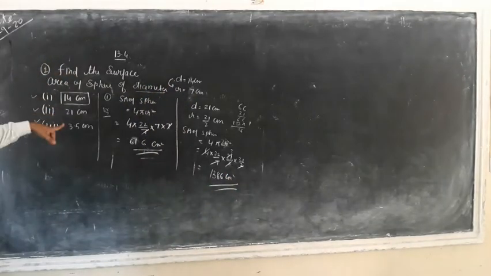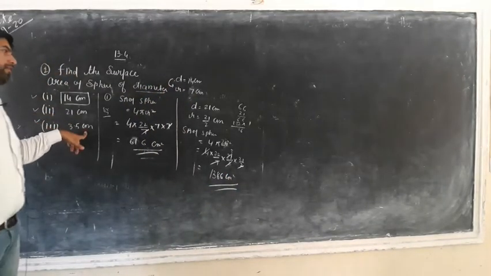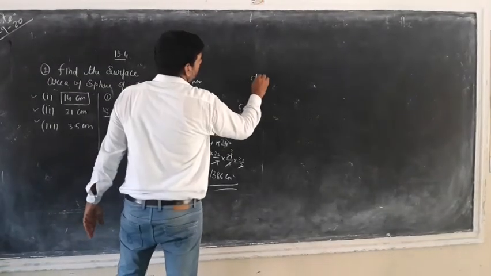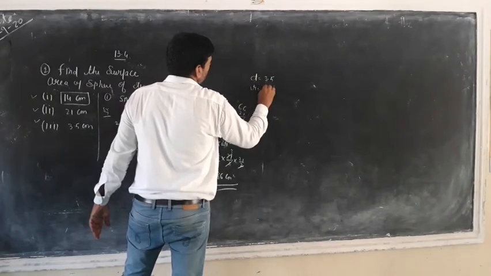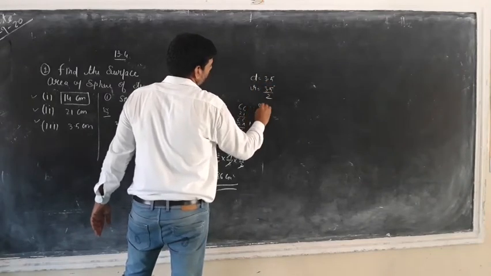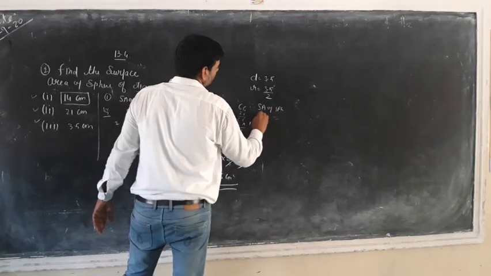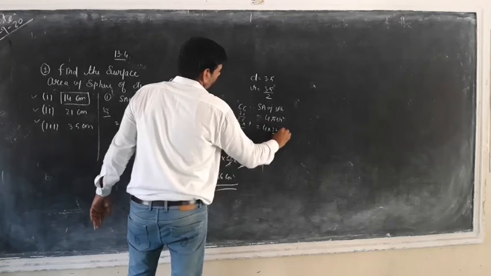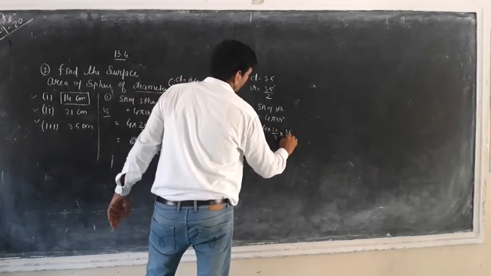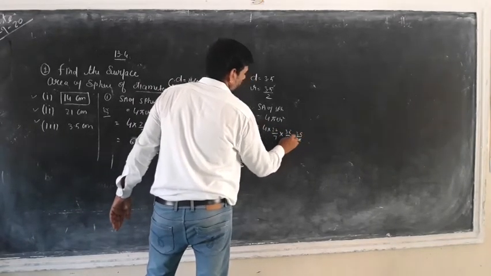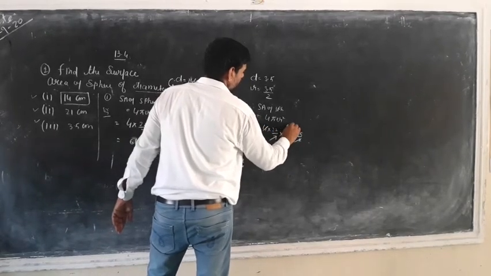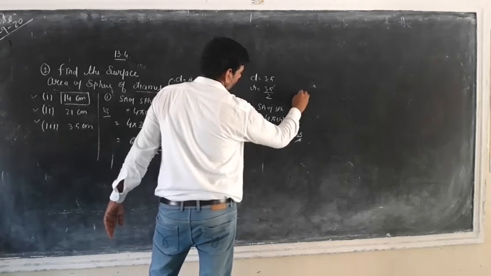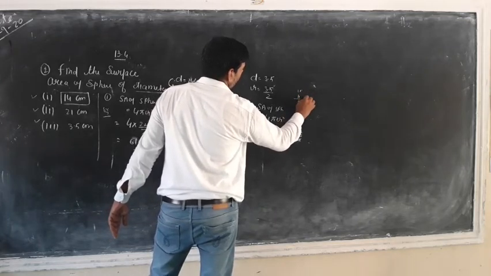In the same third question, the diameter is equal to 3.5 centimeter, therefore radius is equal to 3.5/2. Surface area of sphere is equal to 4 pi r square, which is 4 into 22/7 into 3.5/2 into 3.5/2. 2 into 2 is 4, 7 into 5 is 35, 5 twos are 10, and then 11 into 3.5.